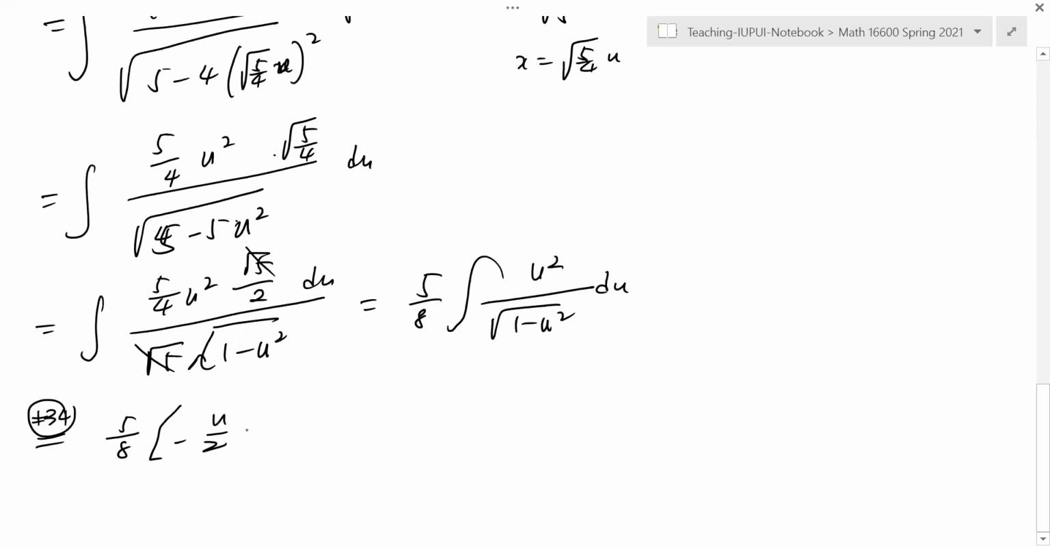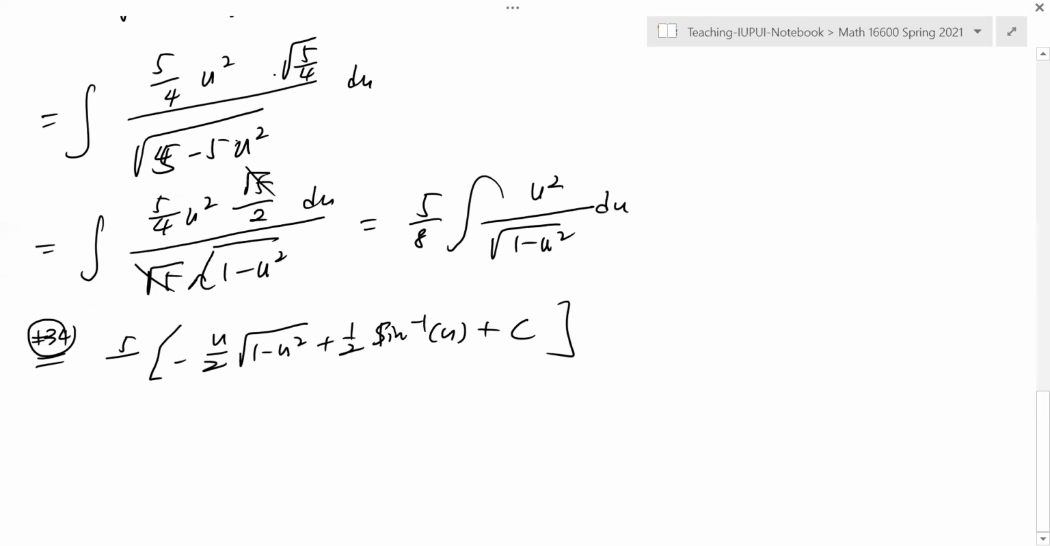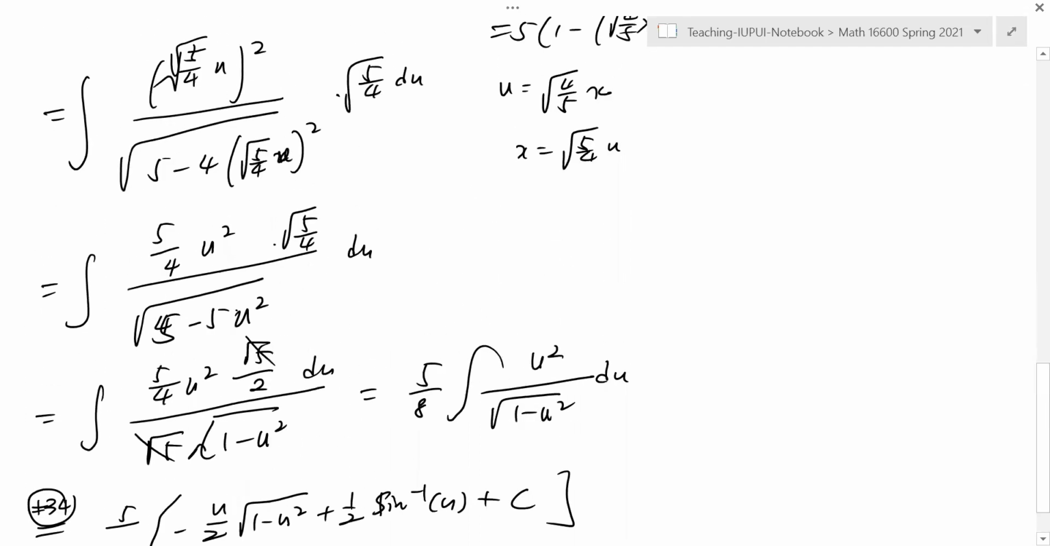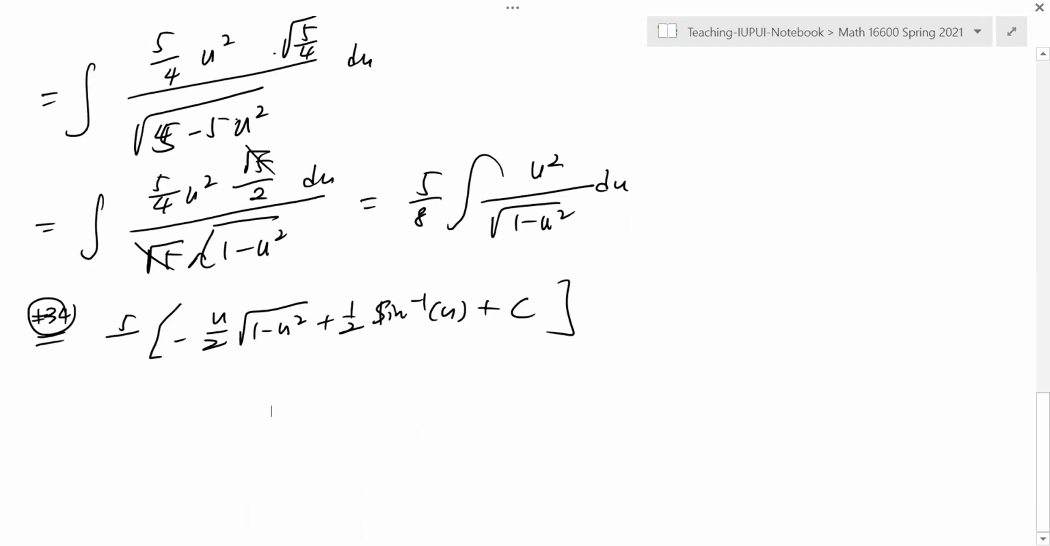Okay, so this is going to be minus one half of u times the square root of 1 minus u squared plus 1/2, right? And the inverse of sine u, plus constant. Then you replace u by what? u is going to be the square root of 4 over 5 times x.